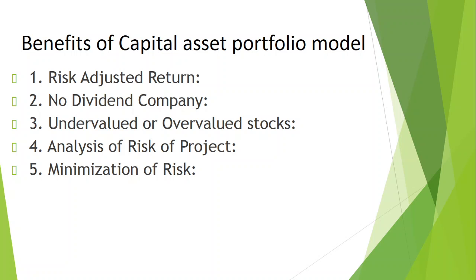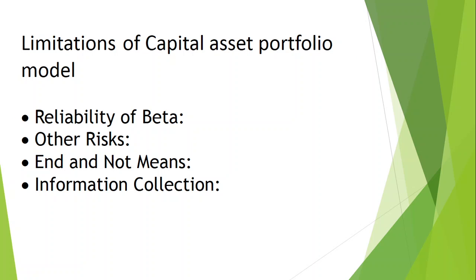Like that, we have another benefit of the CAPM, minimization of risk. That is, capital asset pricing model suggests the diversification of portfolio for minimization of risk. Like that, we have limitations also with respect to capital asset pricing model. Here we could see four limitations or disadvantages of this model. The first is reliability of beta.